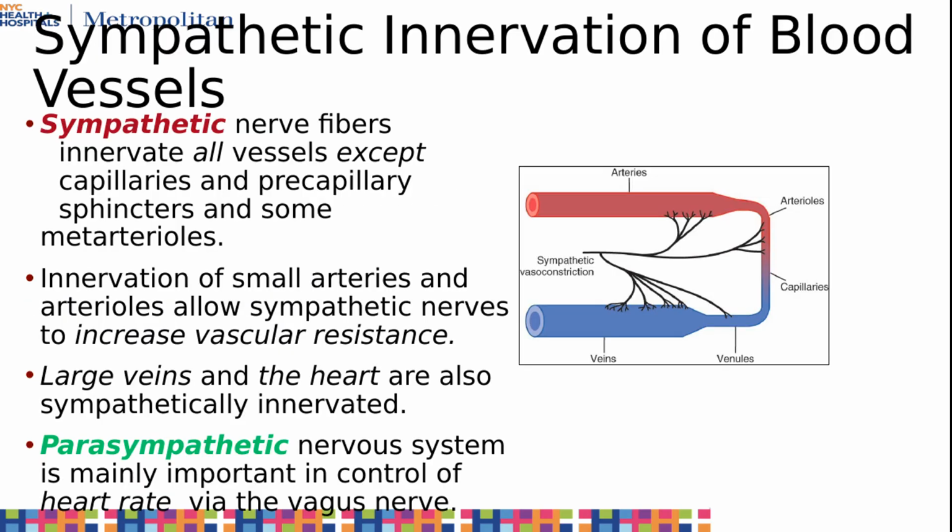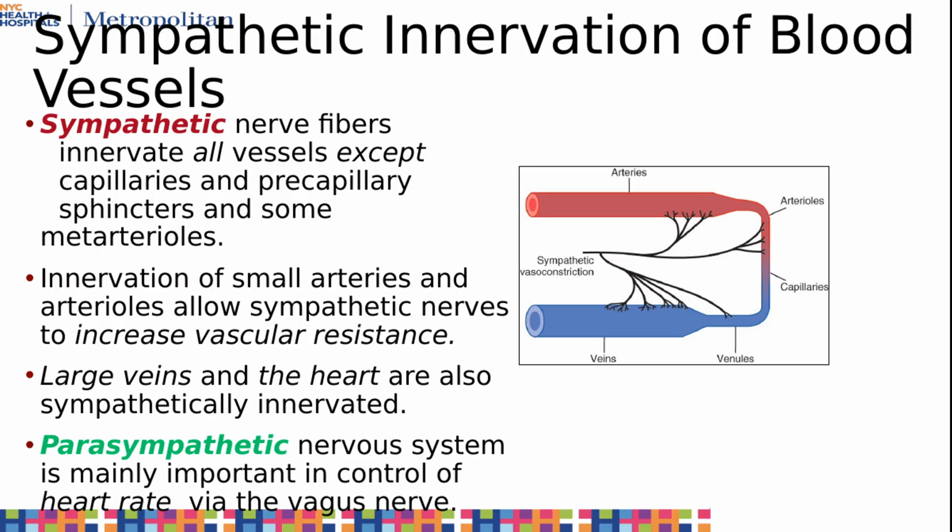This slide is a reminder that sympathetic fibers reach almost all vessels, with important exceptions like capillaries and precapillary sphincters. That widespread innervation is why the sympathetic system can rapidly redistribute blood flow. Small arteries and arterioles matter because they set vascular resistance. Large veins matter because they hold volume and influence venous return. The heart is also sympathetically innervated, so the same reflex can increase rate and contractility.